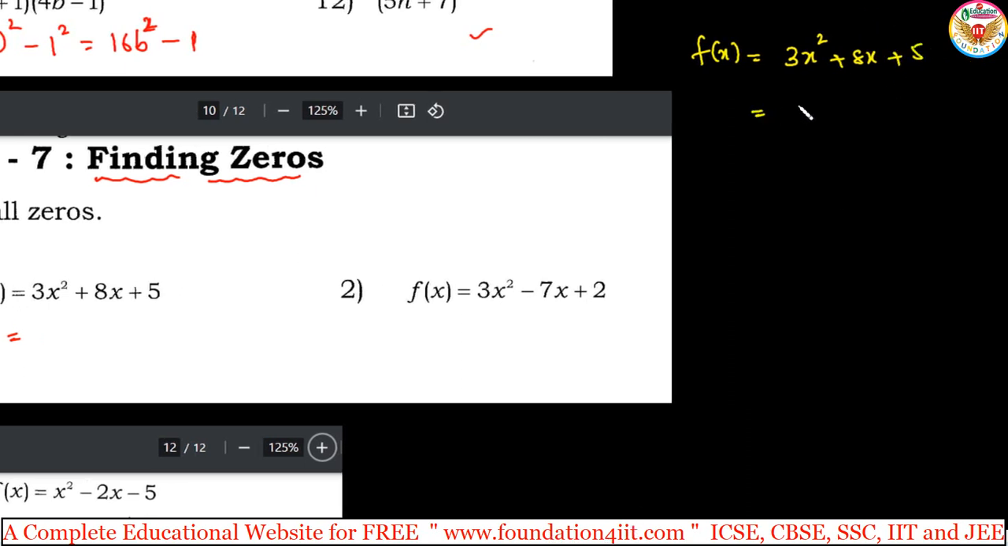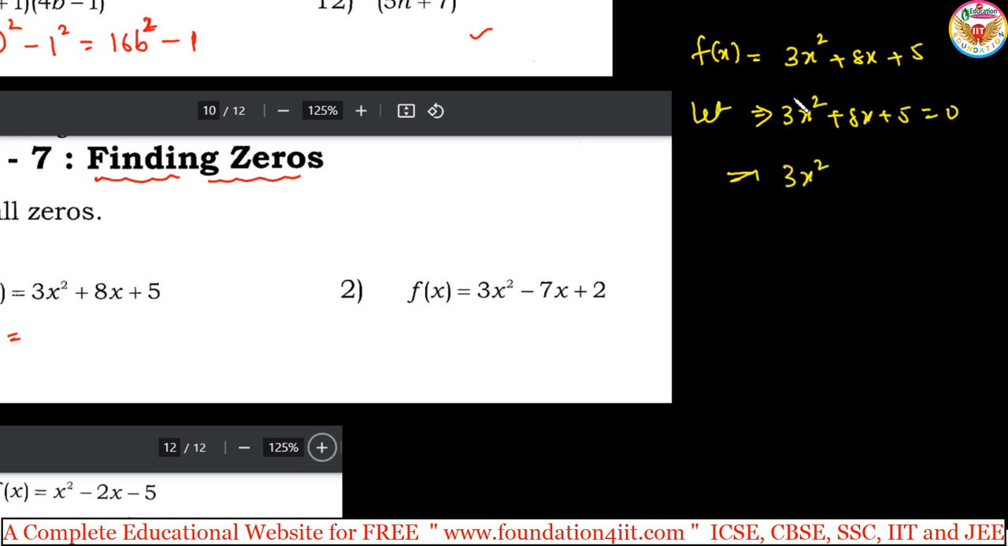Finding the zeros means finding the value of x where this becomes exactly equal to 0. So 3x² + 8x + 5. We can do factorization. Let 3x² + 8x + 5 be equal to 0. You can do factorization.